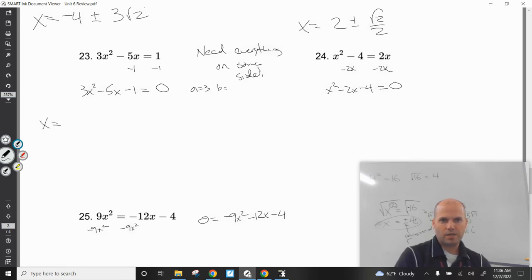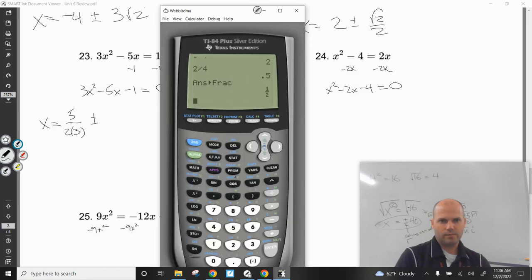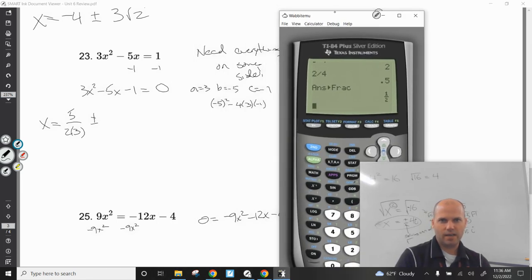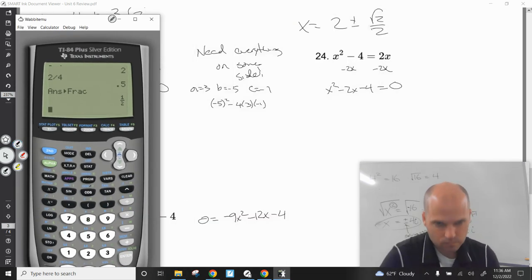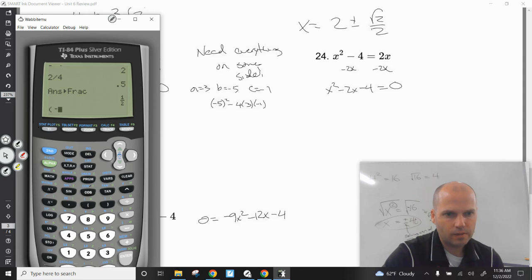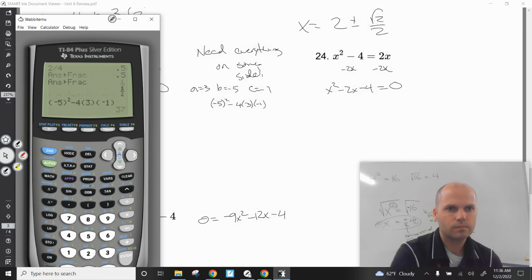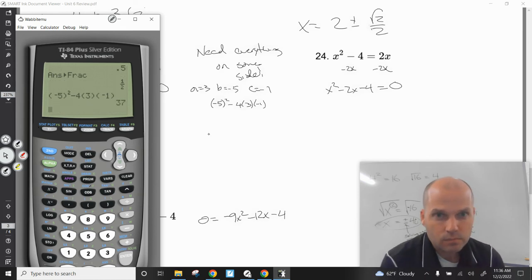A is 3, B is -5, C is -1. Opposite of B over 2 times A, plus or minus. All right, let's figure this out. B squared minus 4AC. Use your calculator. This is the inside of the square root. B squared minus 4 times A times C. 37. Yep.